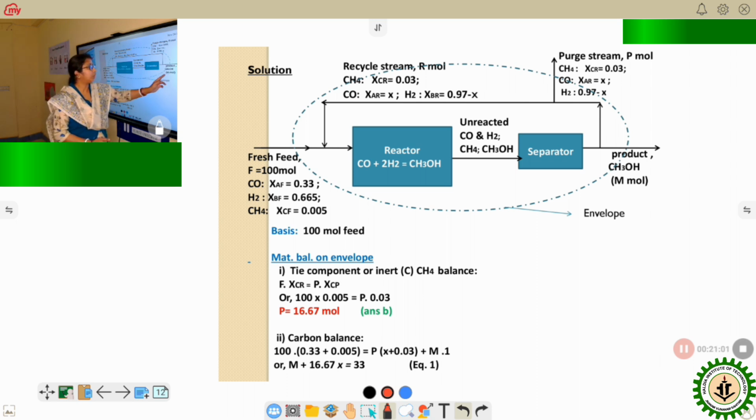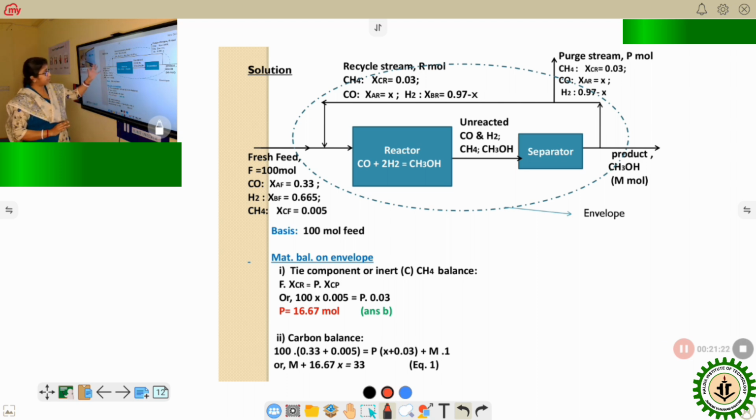And the total moles of methanol, that is total product stream, here A mole is considered, and the recycled stream, part of this recycled stream is purge stream. Total moles of purge stream here is assumed P mole, and the total moles of recycled stream here is considered R mole.